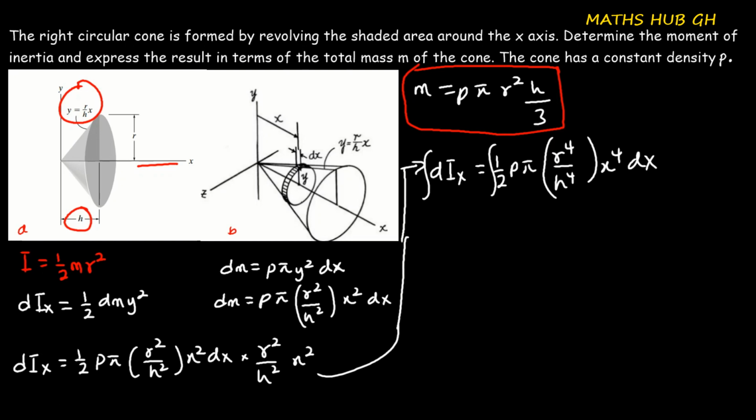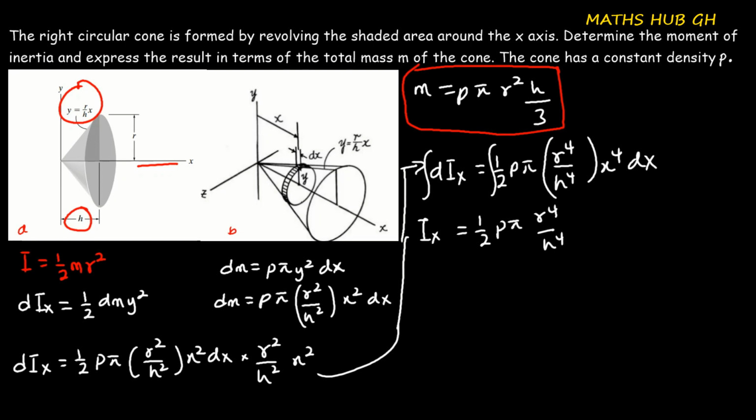So when we integrate this, we're going to have Ix equal to all the variables we have here. The only variable we have on the right hand side here is the x. The rho, the h and r are all constants except the x, which is a variable. So we can have something like this: half rho pi, you can have r to the power 4 over h to the power 4 multiplying.